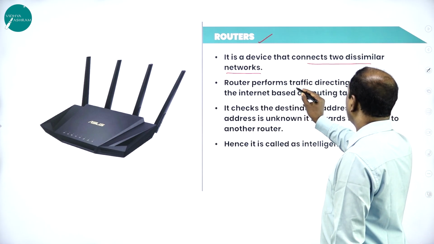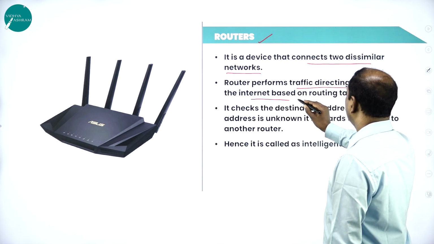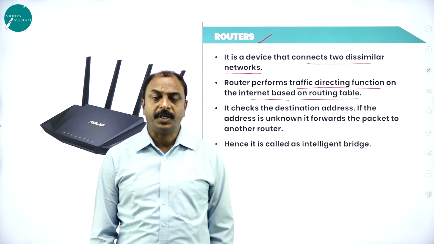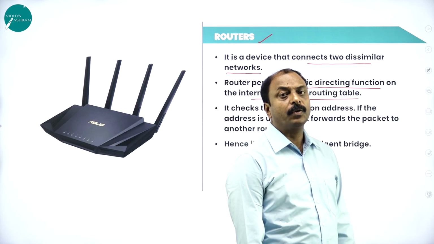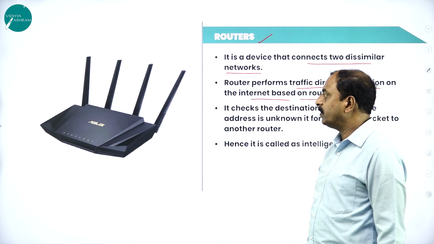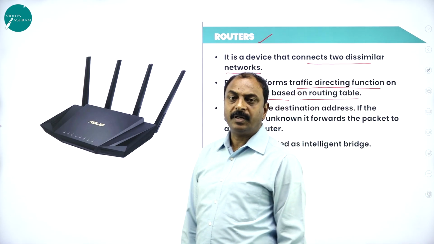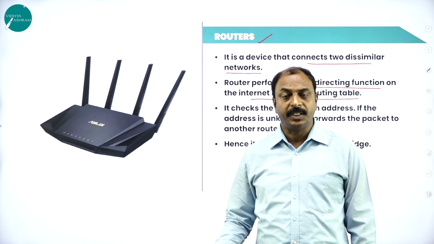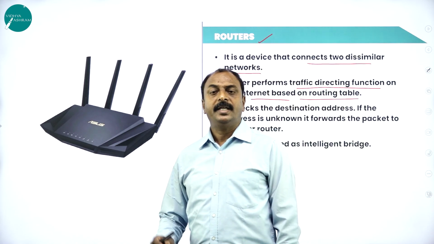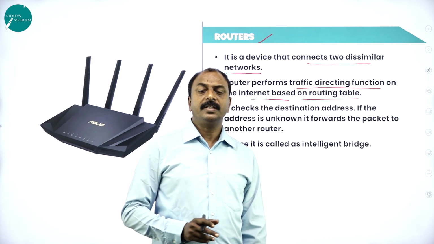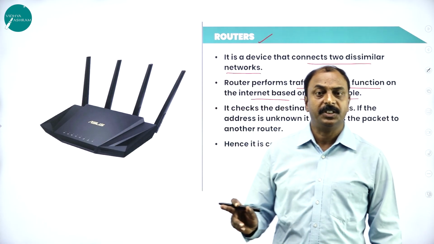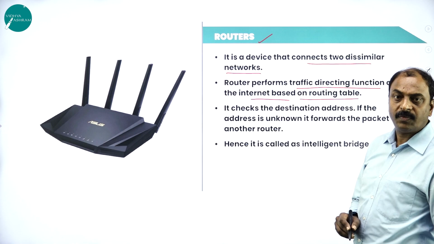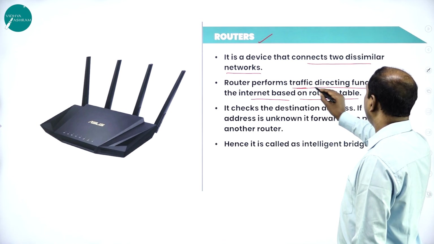And a router performs a traffic direction function on the internet based on a routing table. Actually every router creates a routing table by itself. In the routing table, it has the information of the number of paths available between host and destination. So if there is more than one path between two destinations, it sends the data along the path that is very free or near to the destination. That is why it is called an intelligent device. A router is called an intelligent device because it performs the traffic direction function.